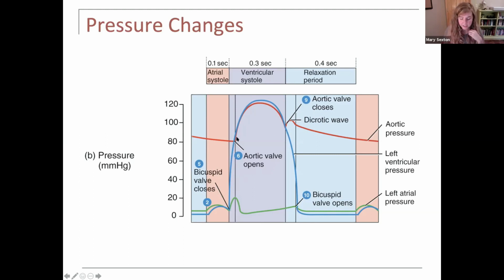Okay, the next question is going to be the hardest one. Everybody usually gets this wrong. During isovolumetric contraction, remember we just went over what isovolumetric contraction was, when the chambers are briefly closed and full in your ventricles, where is the pressure the highest?